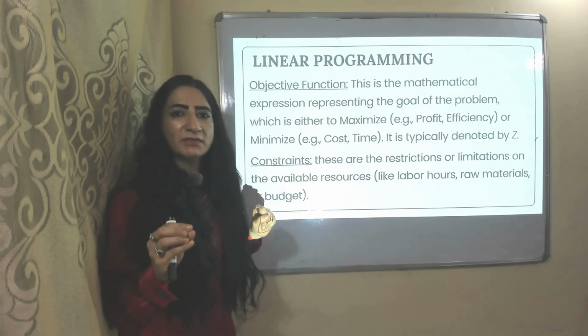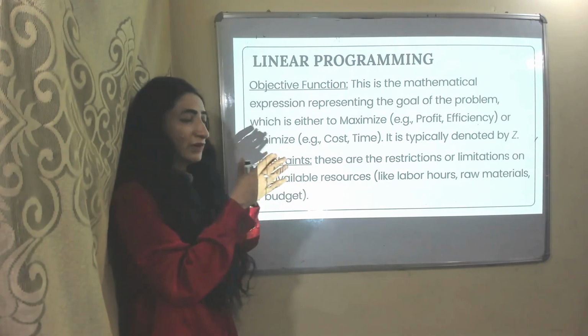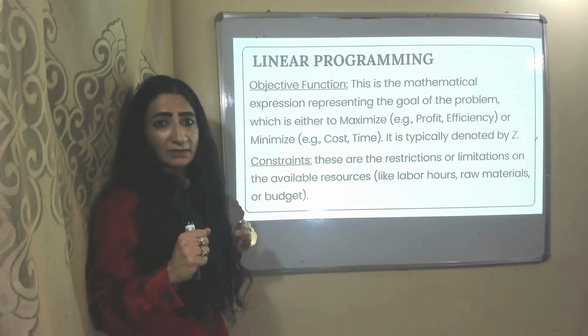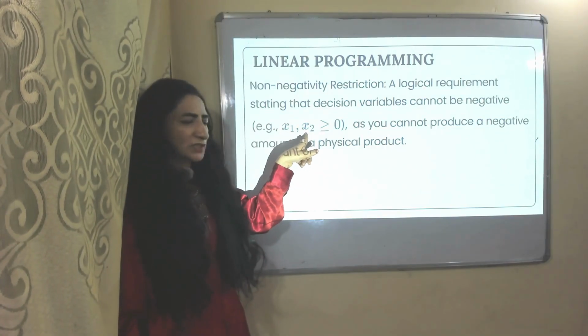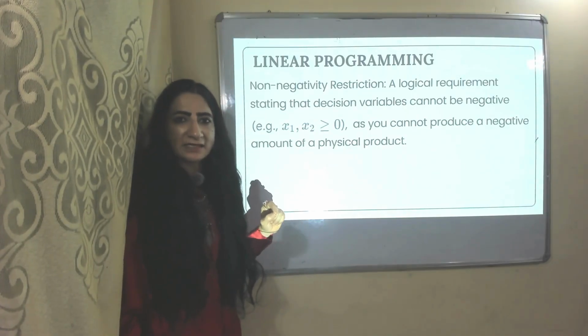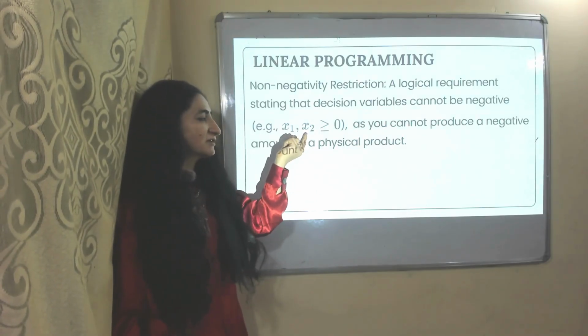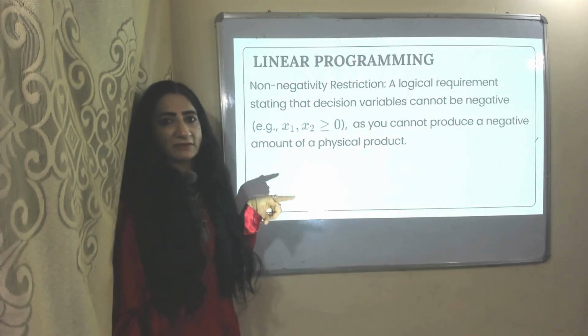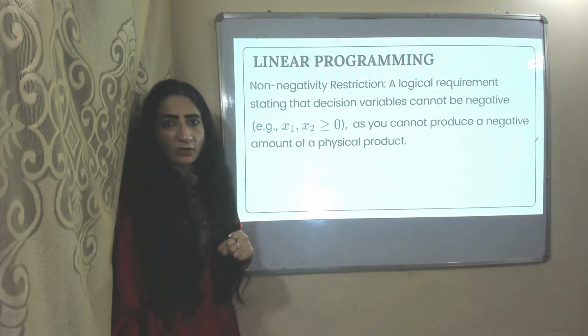Constraints are your limitations. For example, you have limited labor hours, you have limited raw material, or you have limited budget. Non-negative constraint. X1 and X2 are our decision variables. As we earlier discussed, X1 is the number of bags and X2 is the number of watches. According to this condition, our decision variable cannot be negative, means we cannot produce a negative amount of physical goods.